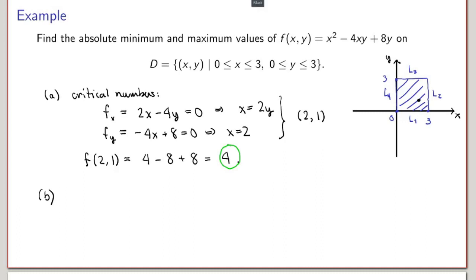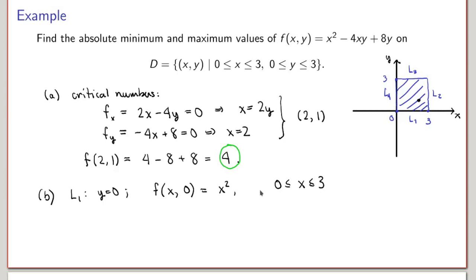Okay, so let's first look at L1. This is the line which is given by y equals 0. Now I'm trying to find the maximum and minimum value of the function on that line. So I can substitute y equals 0. I get a function of a single variable, which is simply x squared. And now x is, of course, between 0 and 3. So now I want to find the maximum and minimum value of x squared between 0 and 3.